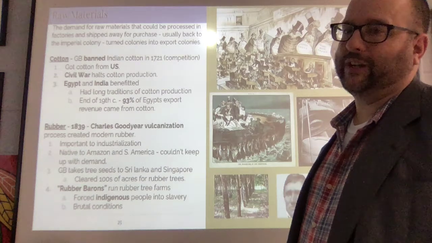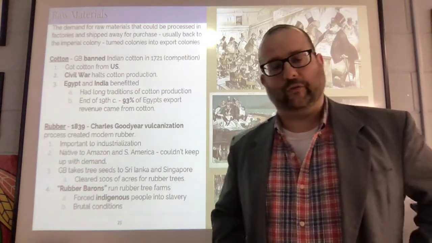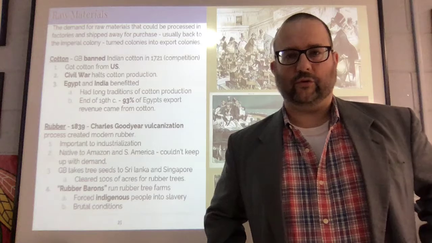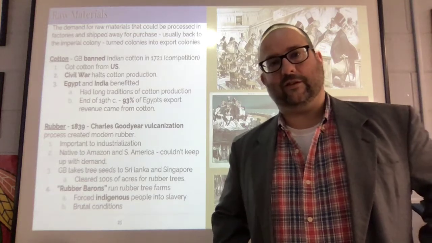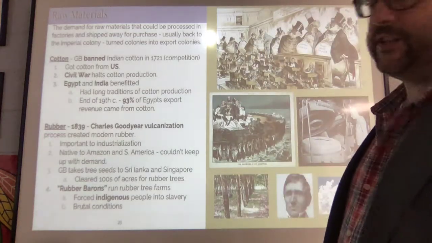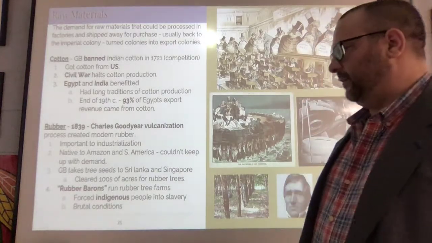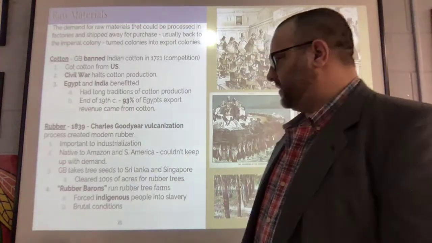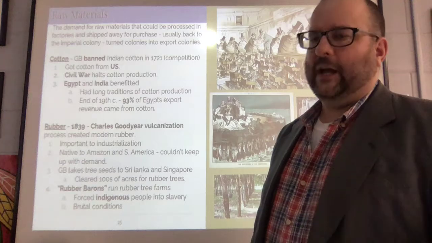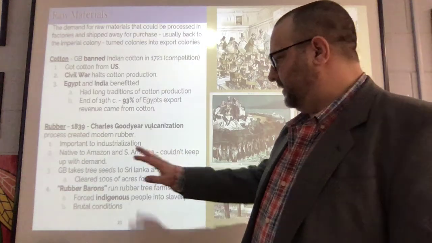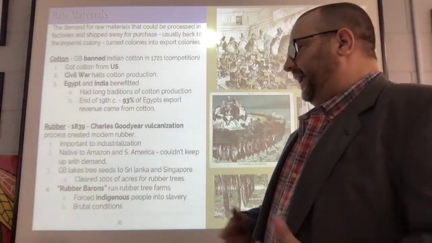And now when I'm saying vulcanized rubber, look no further than the tires that are on yours or your parents' vehicle. That is vulcanized rubber. And this is very, very important to industrialization. So let me tell you why. Rubber is native to Amazon, not Amazon.com, but the Amazon region in South America. And they can't keep up with demand.